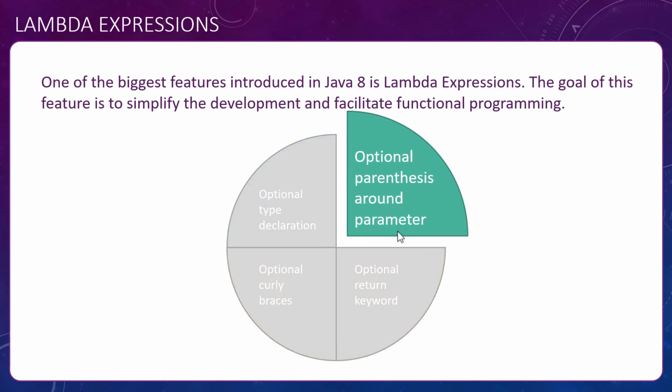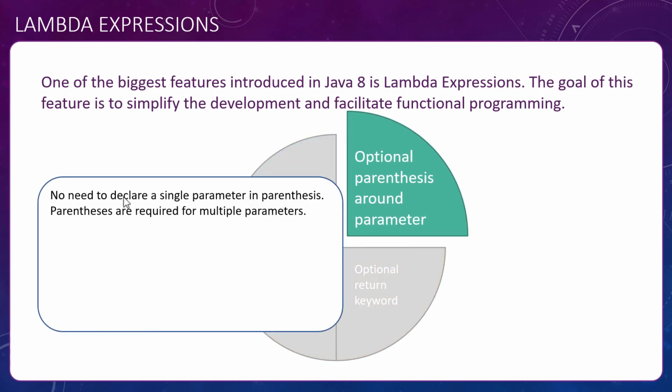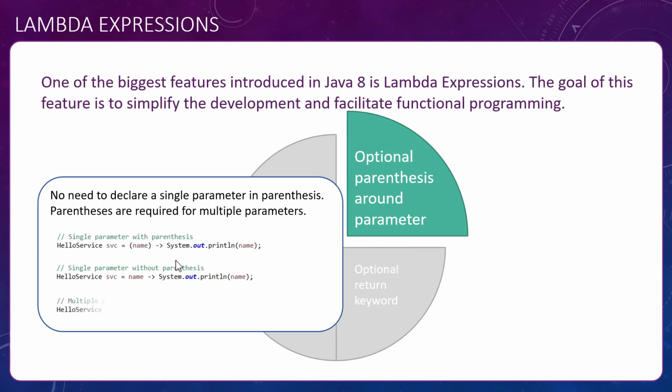So let's see the second one. Optional parentheses around parameter. No need to declare a single parameter in parentheses. Parentheses are only required for multiple parameters. So if you have just one, then it should be fine this way or this way. No need to type in the parentheses unless you have multiple parameters. So you would need to have the parentheses, the name, comma, and then the age. And then again, there is no need to type the data type for this. It would be inferred from the interface that you are implementing.